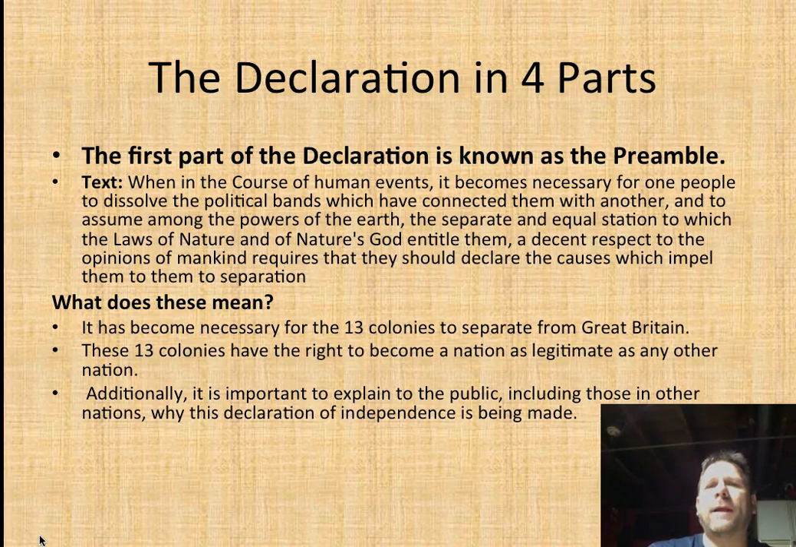Additionally, it's important to explain to the public and let France, Spain, Germany, Holland, all these other nations know why this Declaration of Independence from England is being made. Say, hey, rest of the world, guess what? We're breaking away from England. We're going to start handling our own affairs.